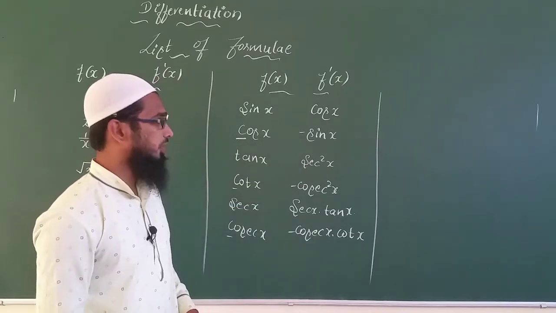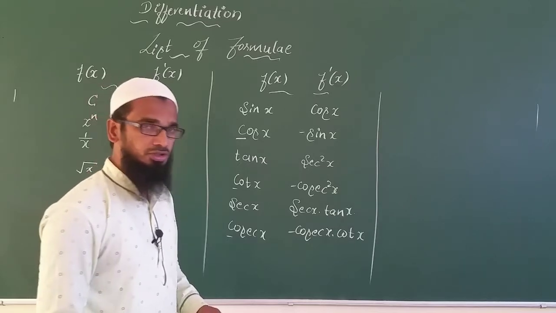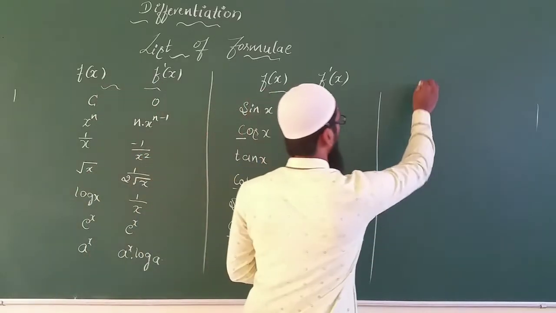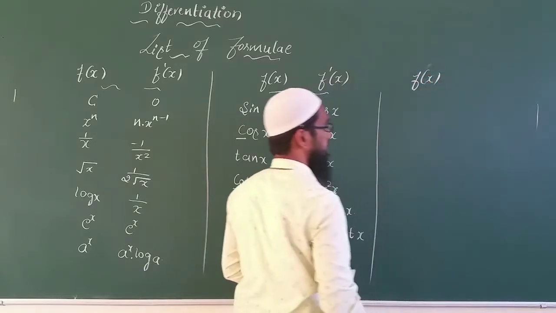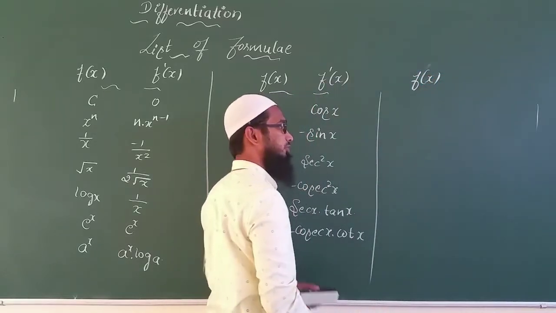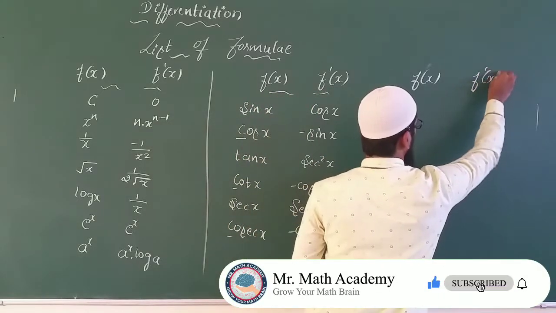Now you can just see these are the trigonometric functions. Now we'll go for the inverse functions, which are important here. Now I'll consider f of x, that is a given function. If I differentiate that given function with respect to x, I'm just getting f dash of x here.